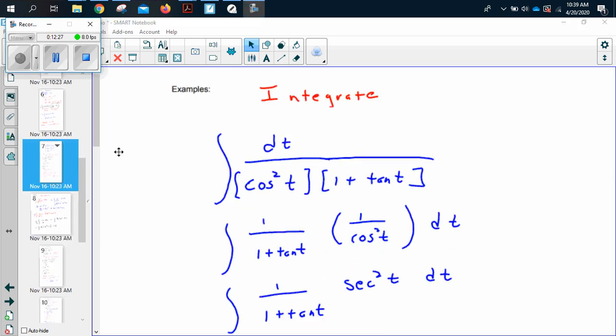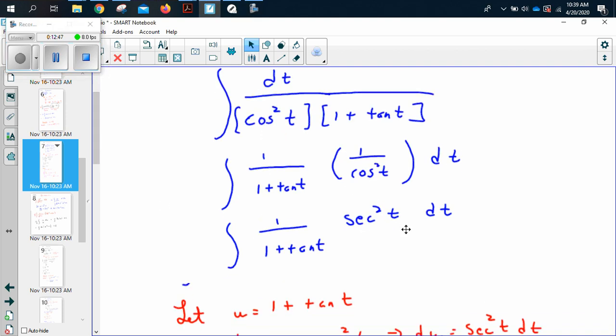Okay, sometimes, really a lot of times, you have to rewrite things so you can see what you want to use for the substitution. Well, I just wrote the 1 over 1 plus tangent t, and then I wrote times 1 over cosine squared t. But 1 over cosine squared t is just secant squared t, and now I see there is a relationship between tangent t and secant squared t. Now, this is actually a composite right here. It's like 1 plus tan t to the negative 1.